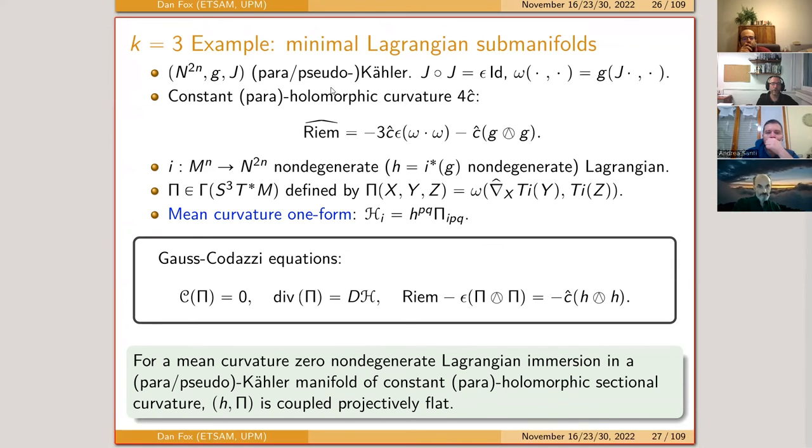The constant para holomorphic sectional curvature of the ambient manifold means that its curvature tensor looks like this, where C hat is some constant. Epsilon is some sign that depends on whether I'm dealing with a Kähler manifold or a para Kähler manifold.